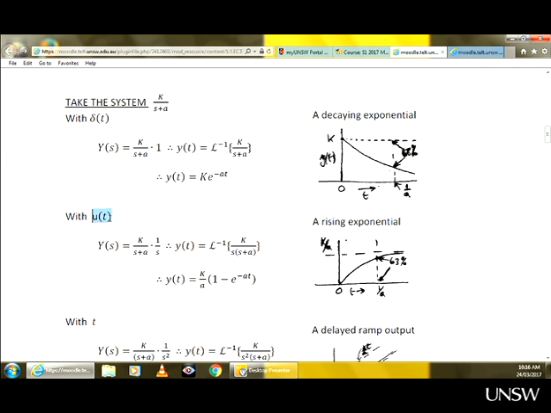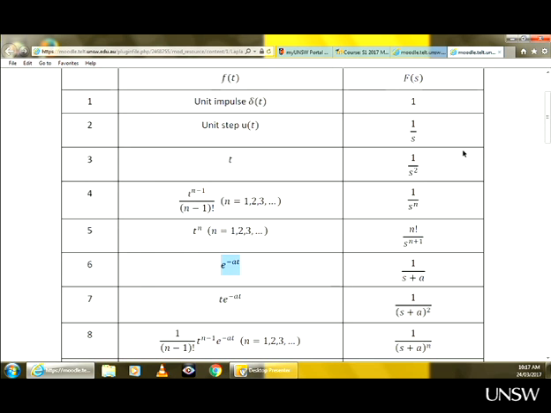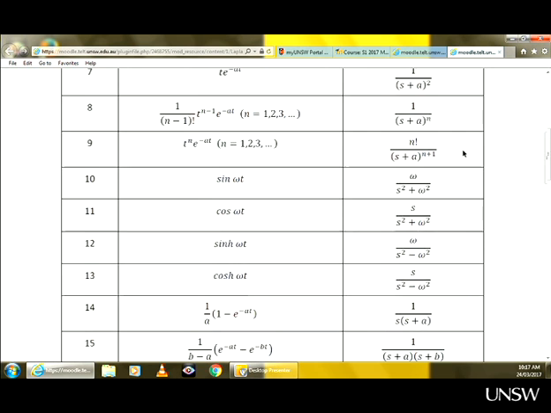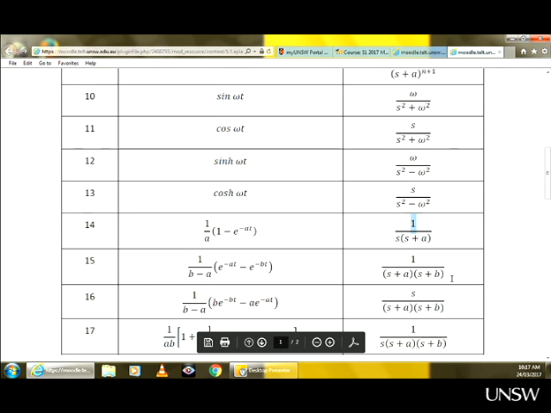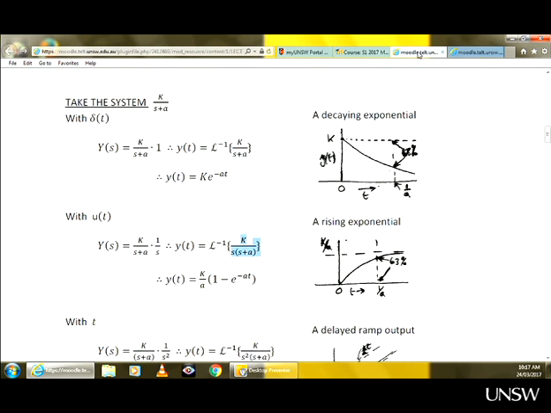A unit step input. Same transfer function, but unit step input. The output will be inverse Laplace transform of k over s plus a. Quick look at the tables. Here it is, case 14, apart from k missing, obviously, over here. So it's case 14. Apply this case back to our problem. So we have k over a into 1 minus e to the minus at.